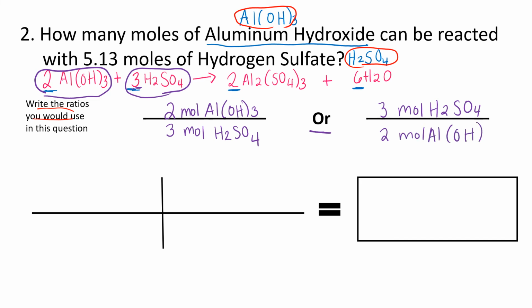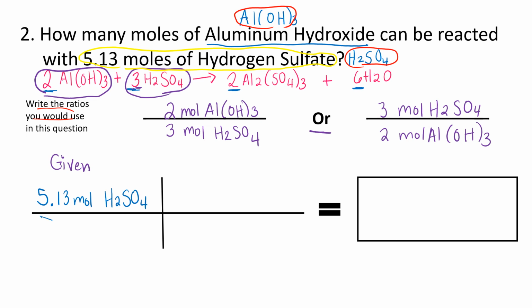Okay, so now that we have it down, our first step with anything that we're doing with dimensional analysis or stoichiometry is to write down the given. So let's take a look at what the given is. If you notice, the given is 5.13 moles of hydrogen sulfate, which right now I'm circling in yellow. Okay, so I'm going to write down in my given 5.13 moles of H2SO4.